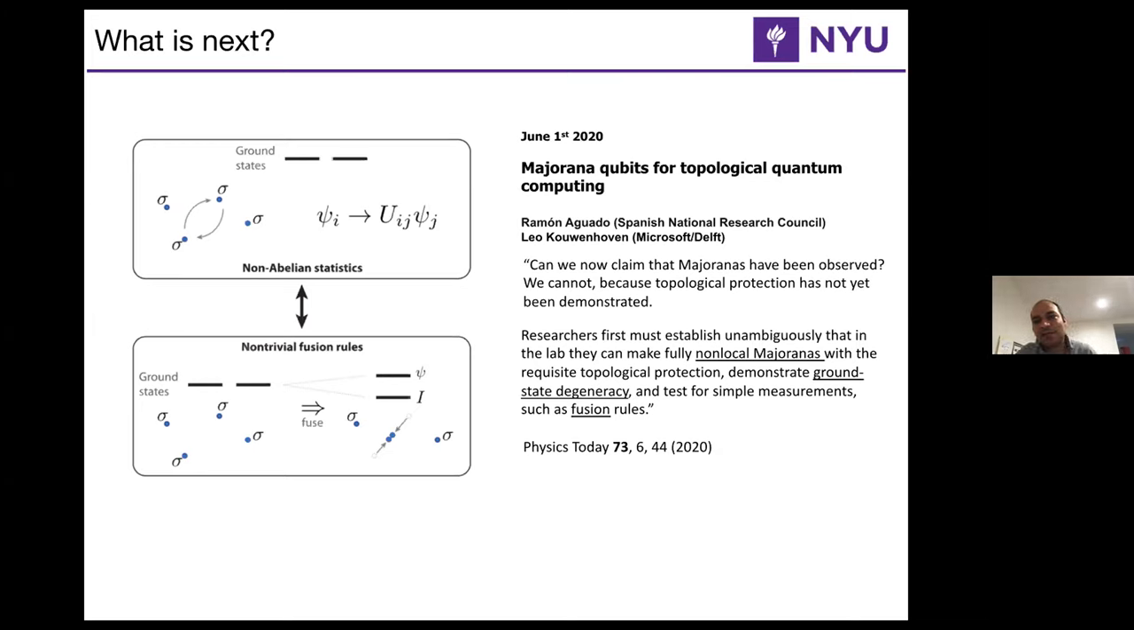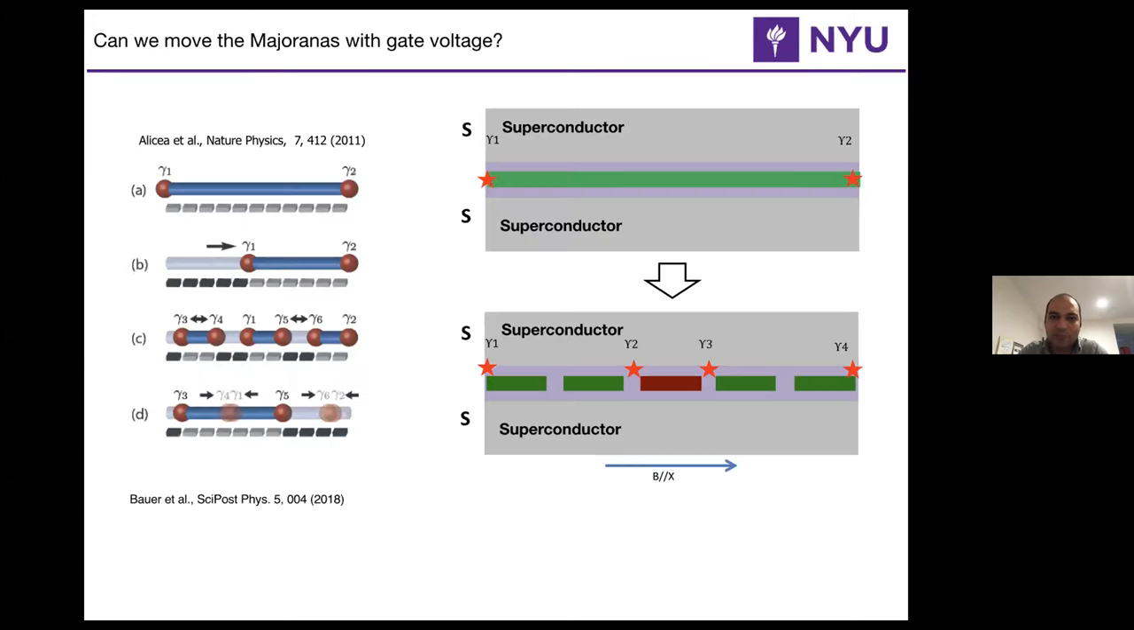If you have interesting physics with non-abelian statistics, which is the key to all of the excitement, you have to be able to fuse them, you have to be able to braid them, you have to look at the state degeneracy. And if you can do that, then this whole thing is going to the next phase. So in our case, what I showed you so far is the top right.